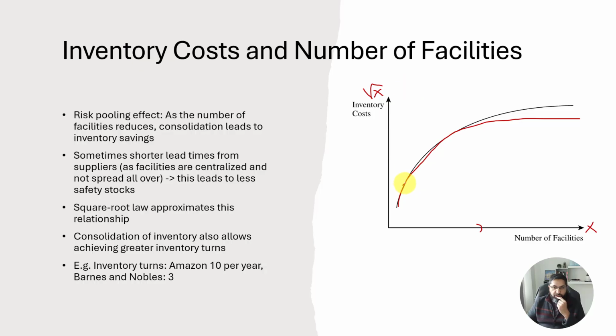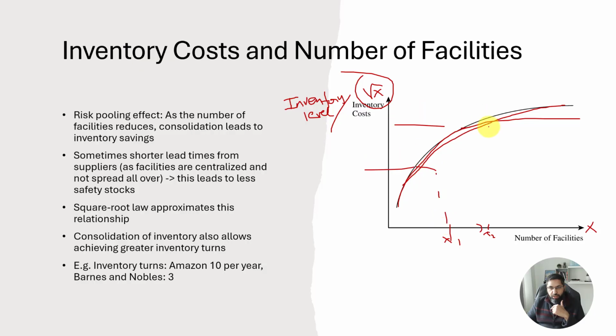So the square root curve tends to approximate this curve on inventory cost, and you can call this inventory levels too, because inventory cost is a function of inventory levels. Inventory levels and inventory costs are correlated. They move in the same way. So inventory levels or costs have this curvy relationship with the number of facilities, and it's approximated by the square root. So if you have X2 facilities versus X1, how is that different? That difference is based on the square root, and we'll talk about how to approximate that shortly.